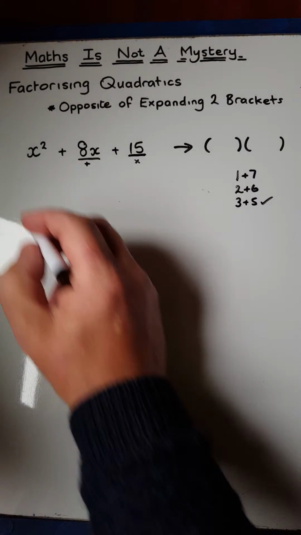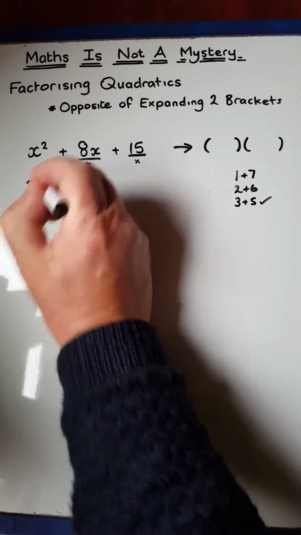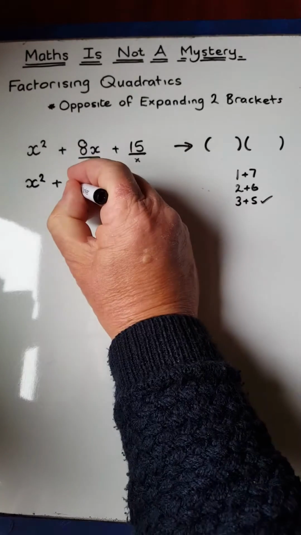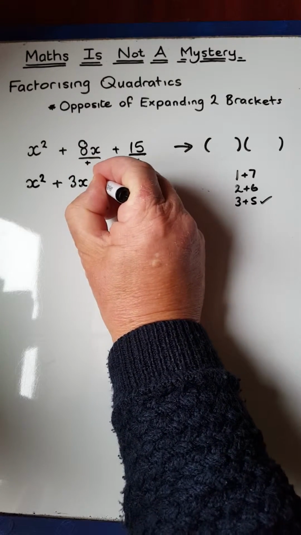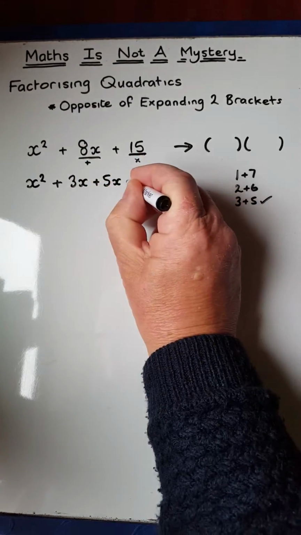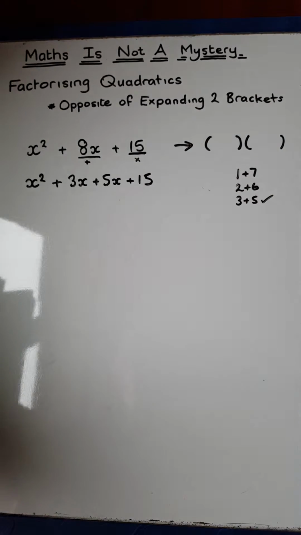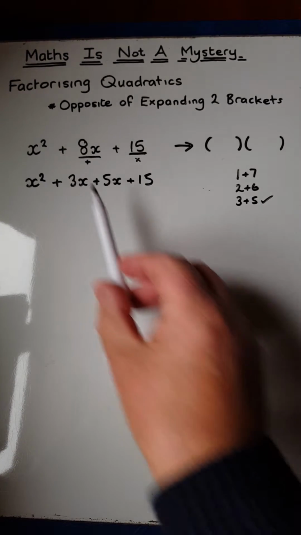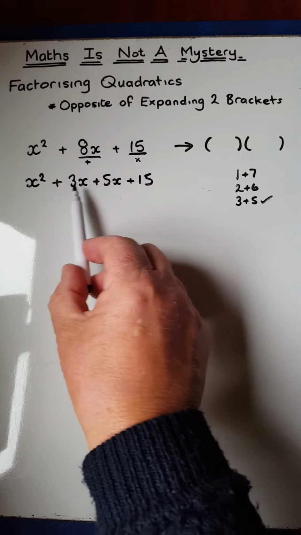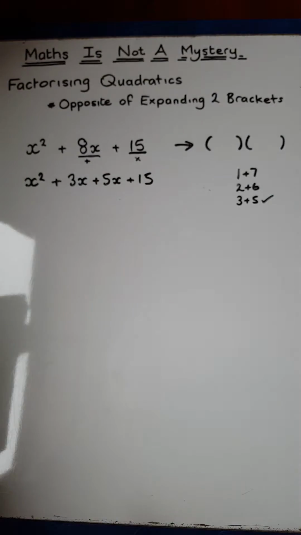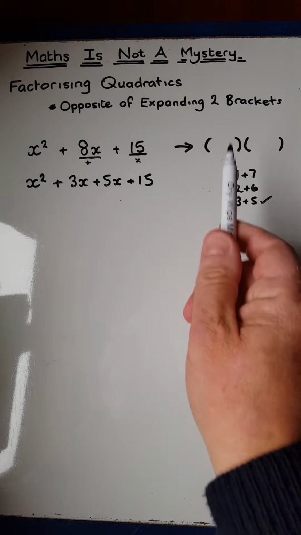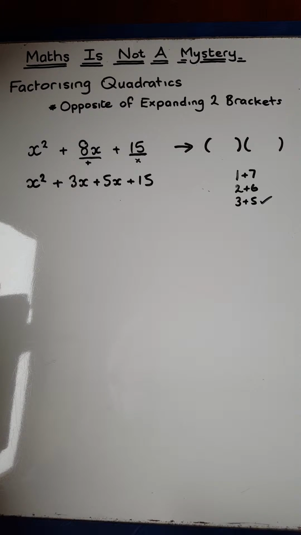And what we're going to do now is we're going to rewrite this question, keeping the x squared as it was, plus, now we said 3 plus 5, so plus 3x plus 5x plus the 15 that was already there. So what we've done is we've expanded it. We've basically written this out in a longer way. It's still 3 plus 5 makes 8. It's still the same question, but we've spread it out so that we've got 4 elements. That's important because of our two brackets.